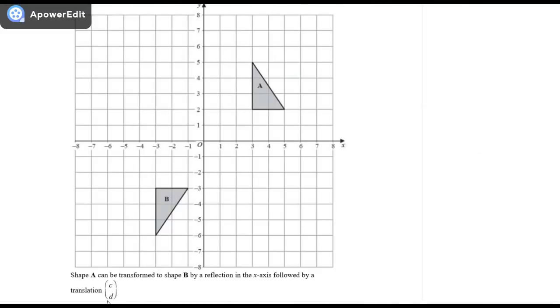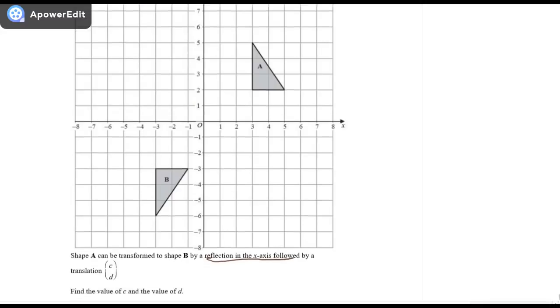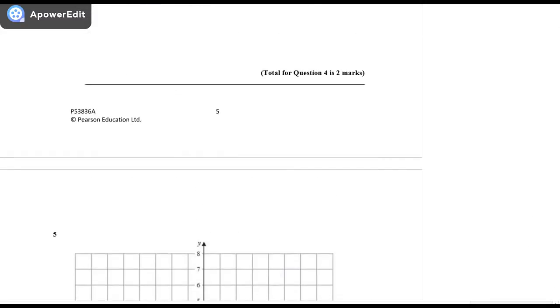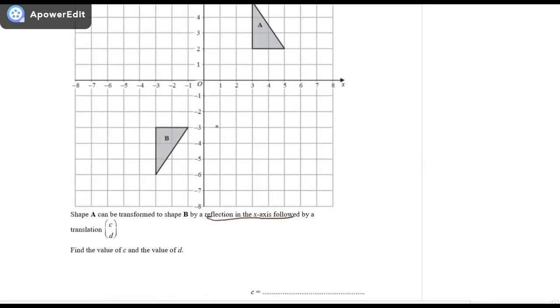Shape A can be transferred to shape B by reflection. So this is reflection in the x-axis followed by translation C and D. So here we're gonna find, you're asking for values of C and D. So we're gonna find reflection here. So A is reflected onto B. So we're gonna start from here. You said x-axis followed by a translation CD.